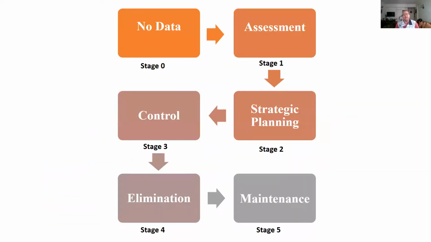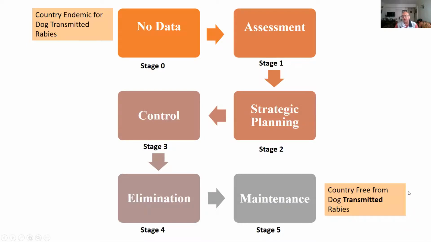And this is another example, rabies. When you have no data, that is stage 0. You start assessment, then you call it stage 1; strategic planning, stage 2; control starts, stage 3; elimination, stage 4; and then maintenance of your elimination, stage 5. When you are at stage 0, your country, Nepal, is endemic for dog-transmitted rabies. When you are in stage 5, you say Nepal is free from dog-transmitted rabies. This is a fixed template menu. You have to have this type of plan when you want to control any transboundary animal disease.